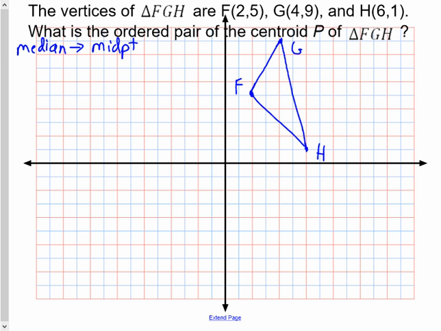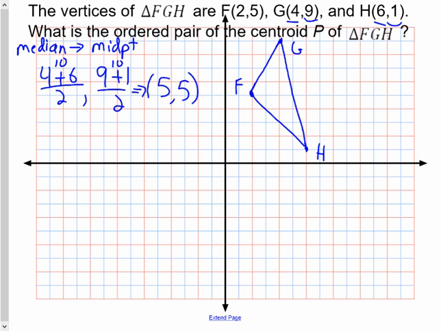So we're going to call this point, we'll find it first. You add the x values, 4 plus 6, divided by 2. Add the y values, 9 plus 1, divided by 2. 10 divided by 2 is 5. 10 divided by 2 is 5. So the point is (5, 5), right here, there is my midpoint, we'll call it J. So there's one median. Now I'm going to find one more median. I'm going to find the midpoint of this side.